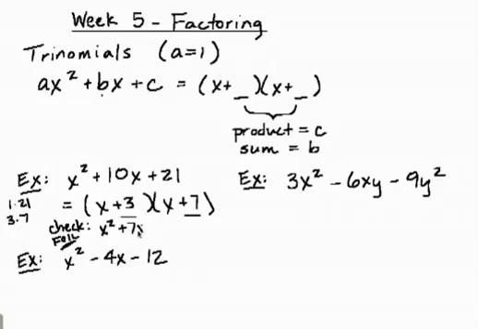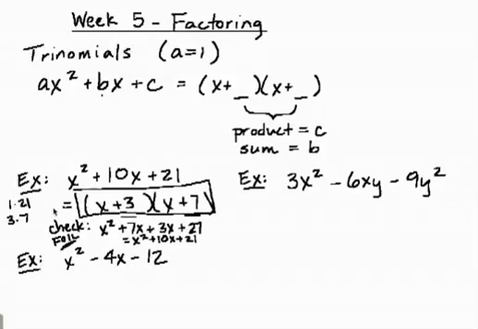that you started with. First times first is x squared. Outside, x times 7 is 7x. Inside, 3 times x is 3x. And then your last, 3 times 7, is 21. And then you can combine your middle terms, 7x and 3x, to give you 10x. So we do get x squared plus 10x plus 21, which is what we started with. So we know that our factoring is correct. X plus 3, x plus 7.